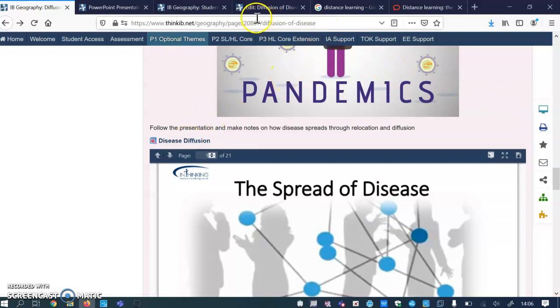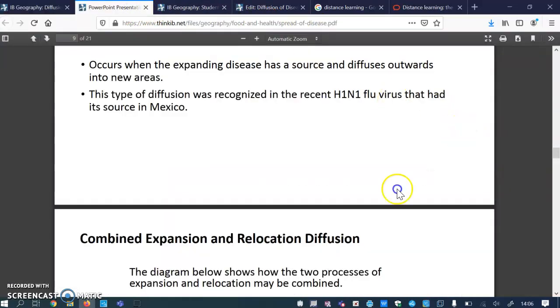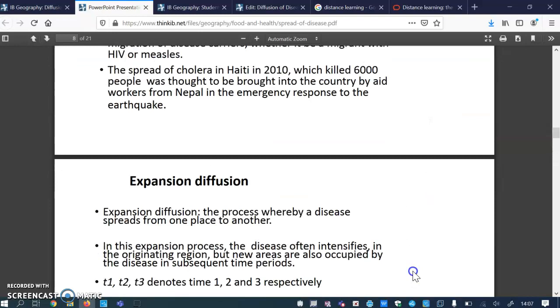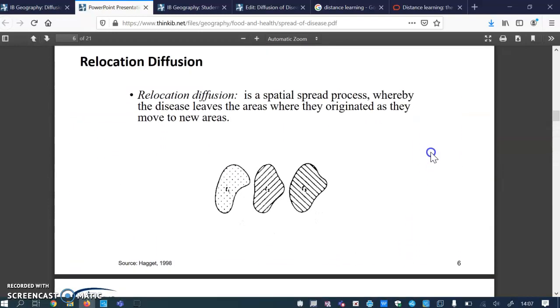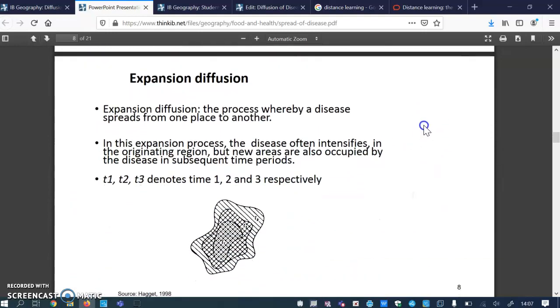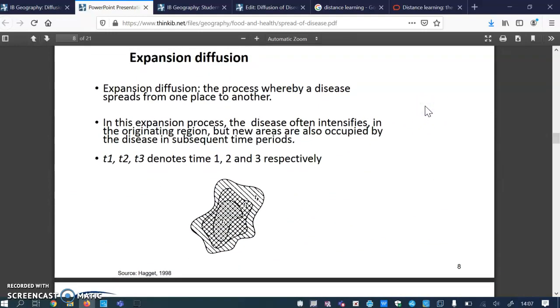And so I want to just show you some examples here of theory around disease diffusion. I think I'll first of all show you this idea that some diseases might relocate. So they start in one place and then move to another where they heighten or increase in number. Another idea is that diseases might expand. So in this particular case, you see the spread outwards, but you see the expansion of that and growth of that seen highest where it first began.